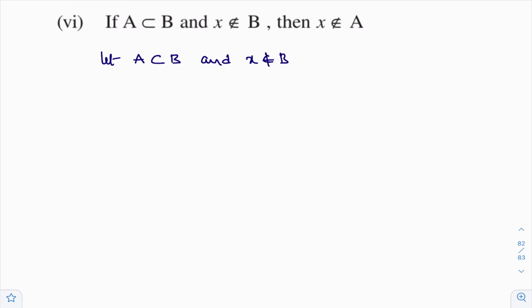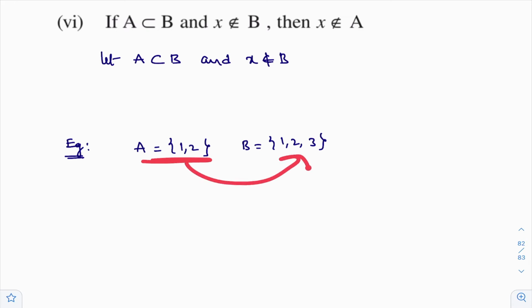How can I explain this to you? To explain this, I am giving an example. I am not proving this. This is an example to explain this. A is a subset of B, they are saying. So I'll take an example like this. Set A is {1, 2}. Set B is {1, 2, 3}. You can observe here A is a subset of B. All the elements present in A are present in set B.